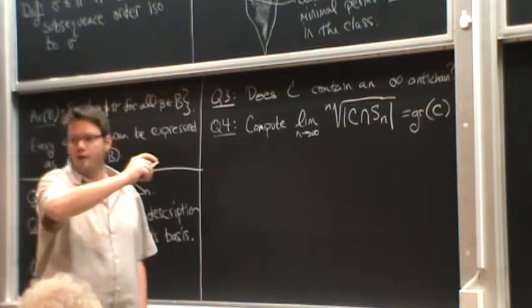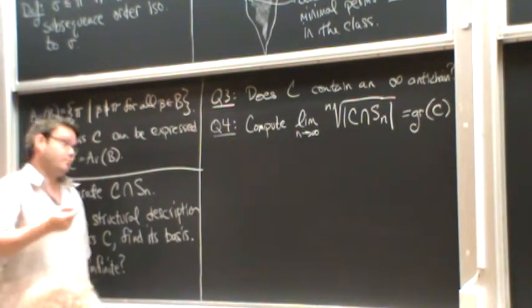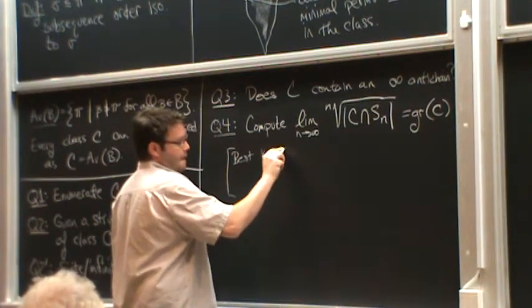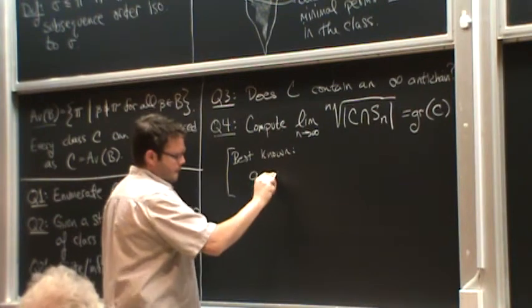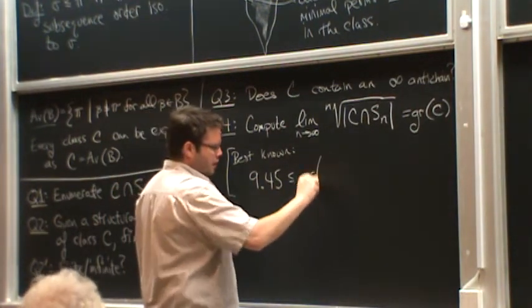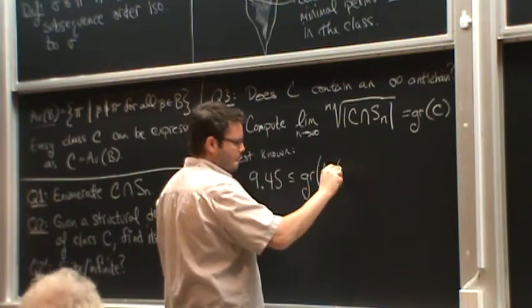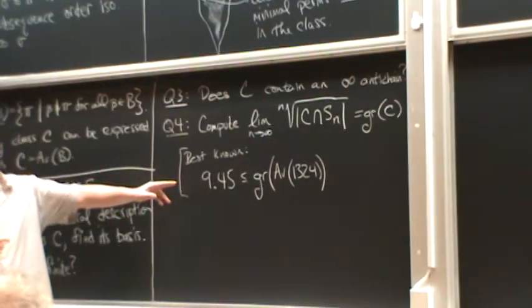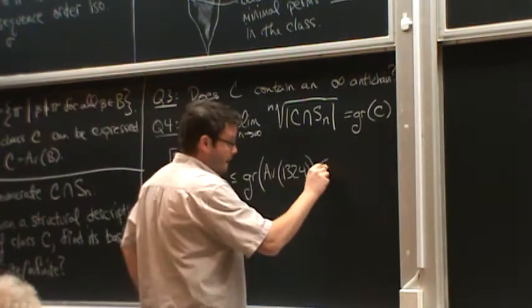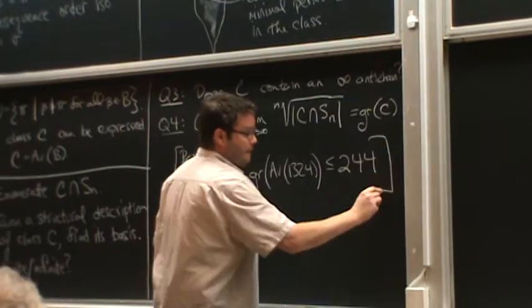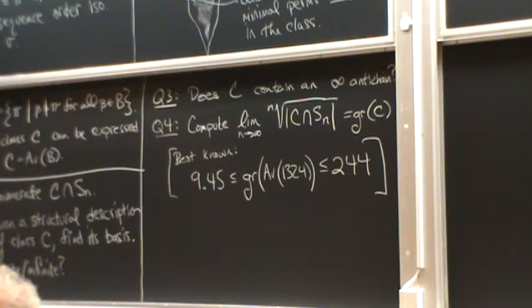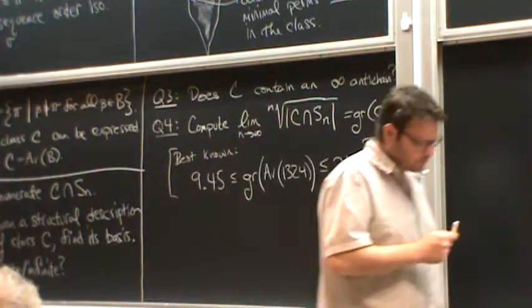And just to give you an idea of how far away we are from solving all these problems, this is the best known. So the growth rate of the class that just has a single basis element, 1, 3, 2, 4, is at least 9.45, and at most 244. Okay, so this is the state of the art. These are the best known bounds right now. Okay, so those are some questions we might want to ask.